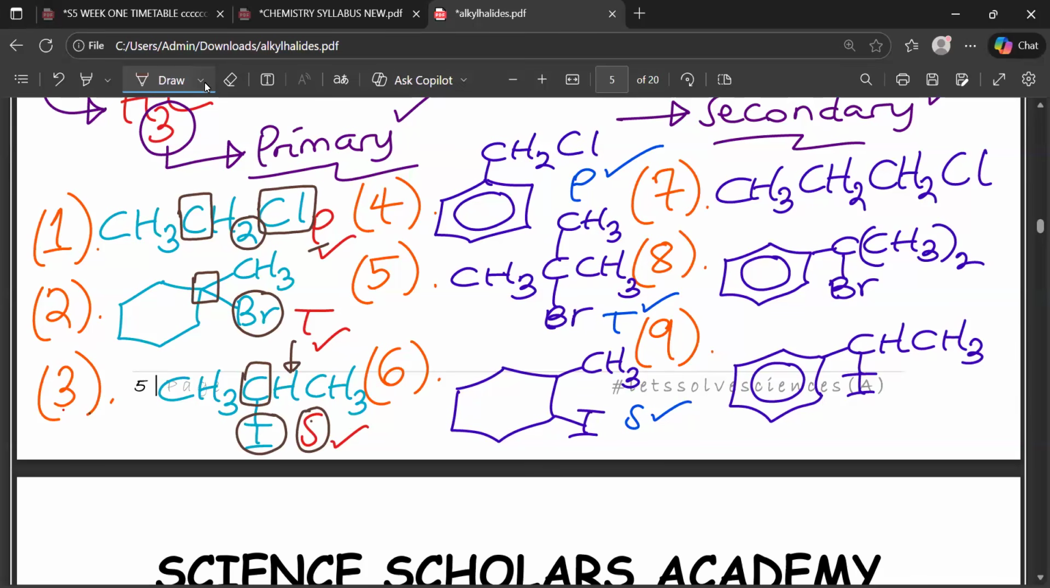You get the point? Then the 4th one, this is the carbon having the Cl and it's having 2 hydrogens. That's what makes it primary, because for primary, we say 2 or 3 hydrogens. 5, this is the carbon. Hope people are preparing answers for 7, 8, 9.